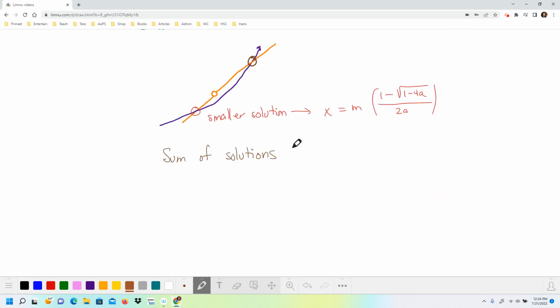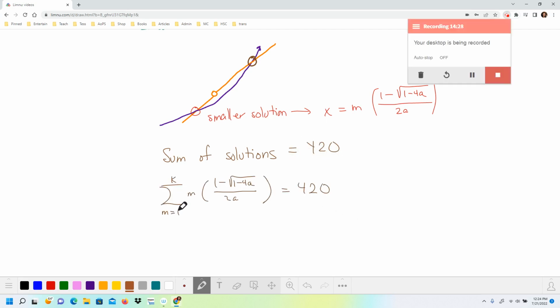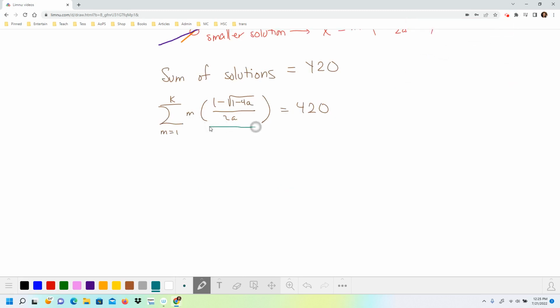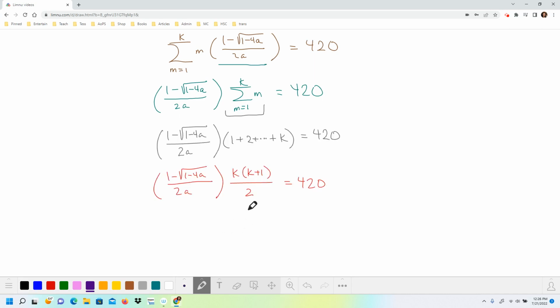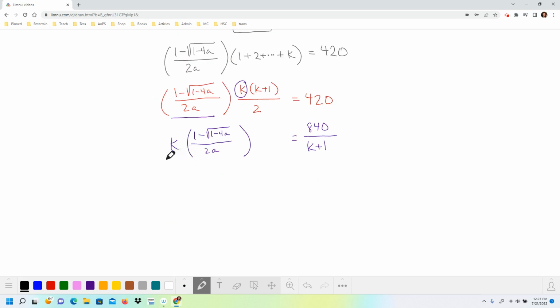We are given that the sum of all of these solutions is 420. So as m goes from 1 to some endpoint k, we want the sum of all of these solutions to be equal to 420. We can factor this expression out, and this sum is just the sum of consecutive integers from 1 to k. So we can use our formula for the sum of consecutive integers. And what I'm going to do is pull this k out in front of this expression and then divide the left-hand side by k plus 1 over 2 and the right-hand side. So we have this expression.